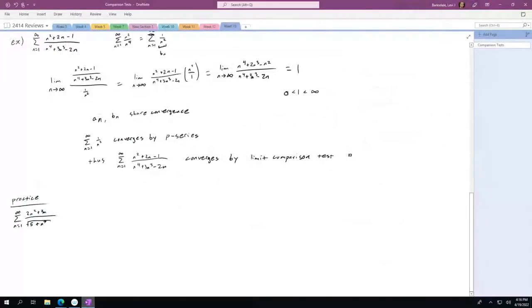All right, let's go over this problem. So, again, I'm going to choose my b sub n by taking the largest term on top and the largest term on bottom. So my largest term on top is an n squared, my largest term on bottom is a square root of n to the 7th, which is n to the 7 halves. Canceling, I get 1 over n to the 3 halves.